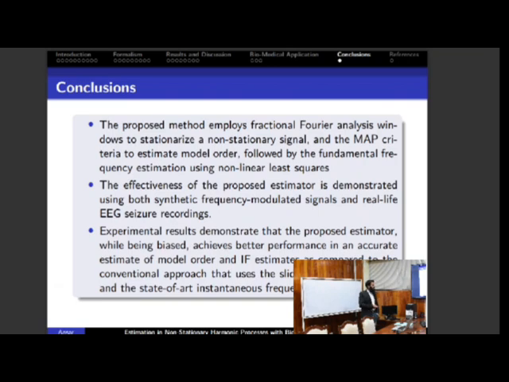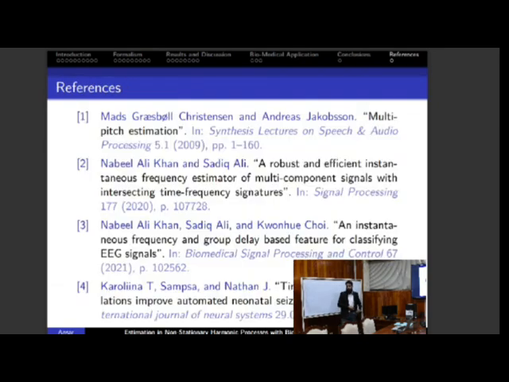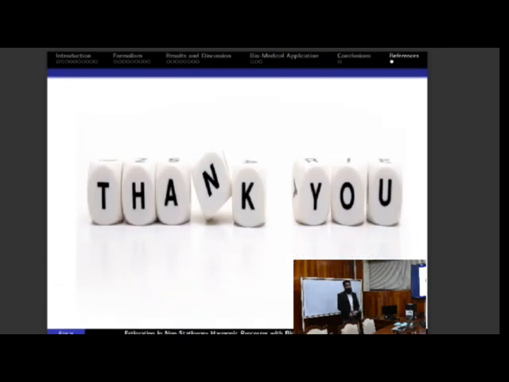So the conclusion: the proposed method basically employs a fractional Fourier window to stationarize a signal, followed by MAP estimation to estimate the model order, and then it estimates the fundamental frequency using non-linear least squares. The effectiveness of the proposed estimator we saw with both the synthetic signal and real-life EEG recordings. Experimental results demonstrate that the proposed estimator, while being biased, achieves better performance as compared to the other alternative methods. Here are the references. Thank you.